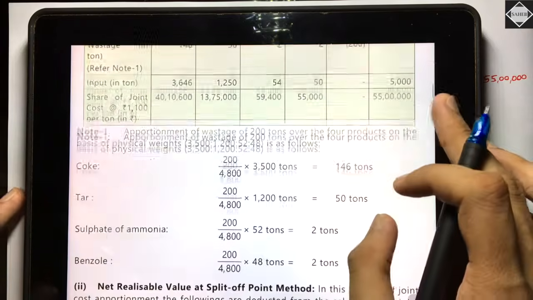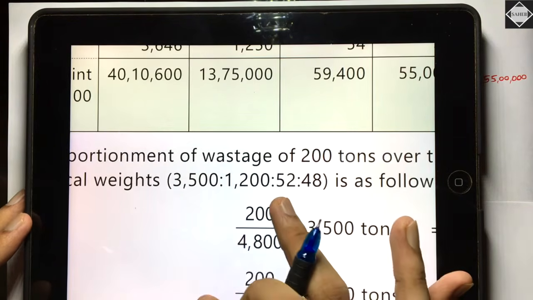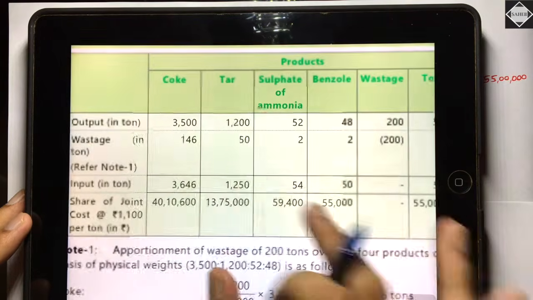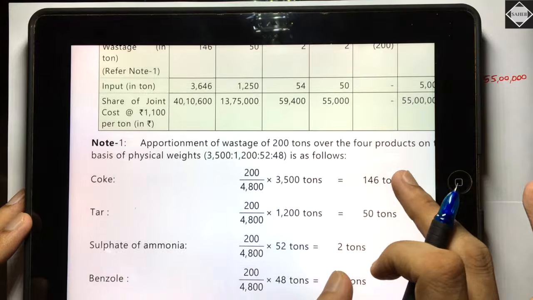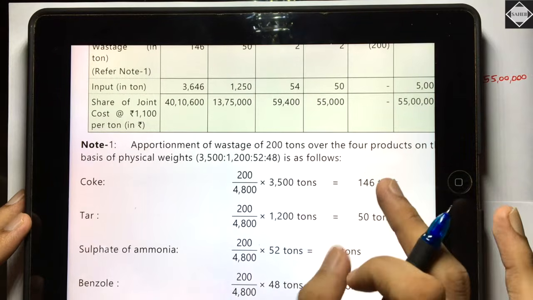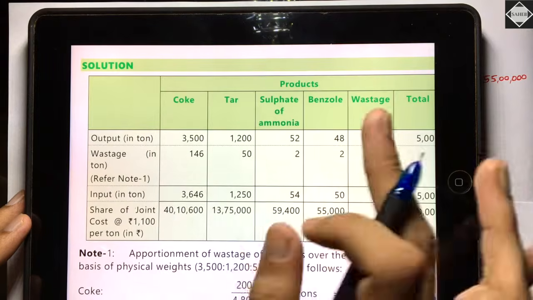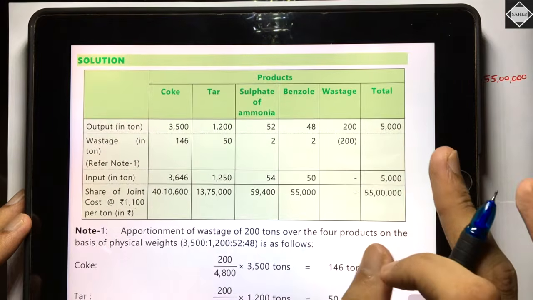How is that? See here, it's really simple. The ratio they have used is this: 3500 is to 1200 is to 52 is to 48. Yeah, this ratio. Okay, output ratio they have used. So see, you know how they have done this. Simple. 3500 tons divided by how much? Divided by 4800. Output ratio, I said.